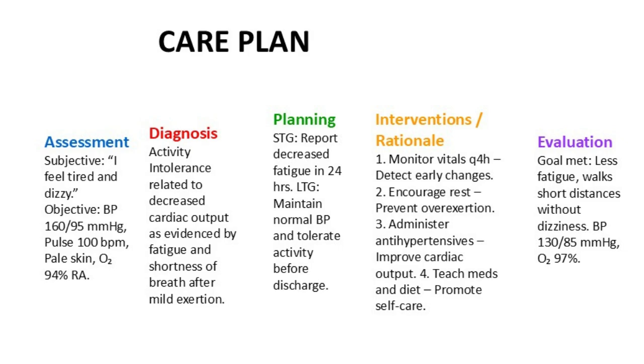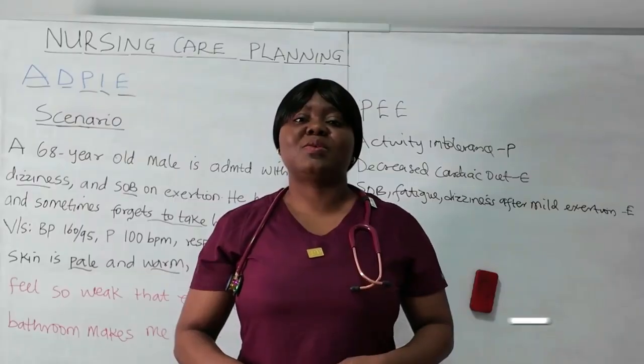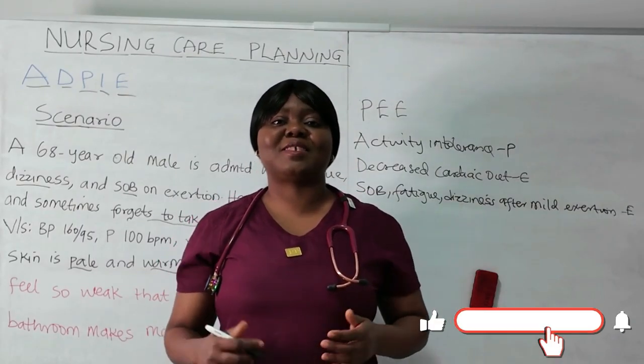So when the goal is met under evaluation, you are going to put that the goal was met, like less fatigue, patient is able to walk a short distance, even a longer distance without being tired or feeling dizzy. And you can also bring out the blood pressure. For this one, for instance, the BP is now reduced to 130/85. At least there is improvement. And even the saturation is better, 97%. So this is how a nursing care plan looks like. So that wraps up today's topic on nursing care plan.